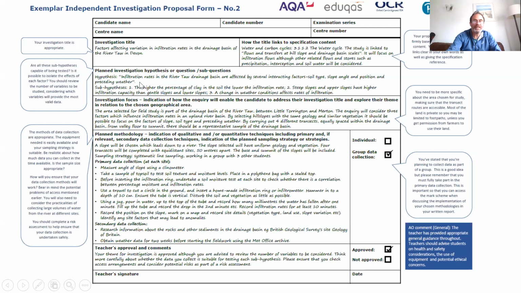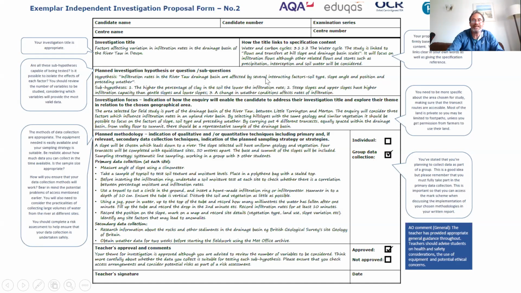And you can see here, if we go to the actual hypotheses or sub-questions, so it really doesn't matter, but just try to be consistent in your approach. So if you look at this one here, hypothesis: infiltration rates in the River Tor drainage basin are affected by several interacting factors, and then being specific: soil type, slope angle and position, and preceding weather or antecedent conditions. Now, that, you might argue, and it says here, is that a little bit ambitious? Possibly, but it is specific in that you're looking at various different things.